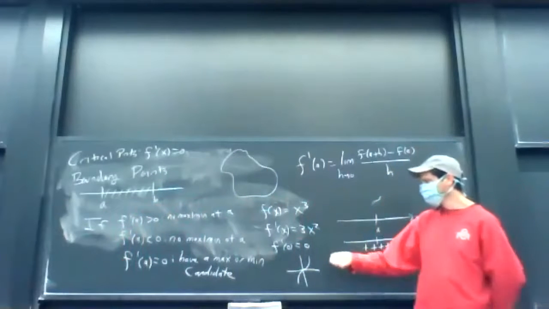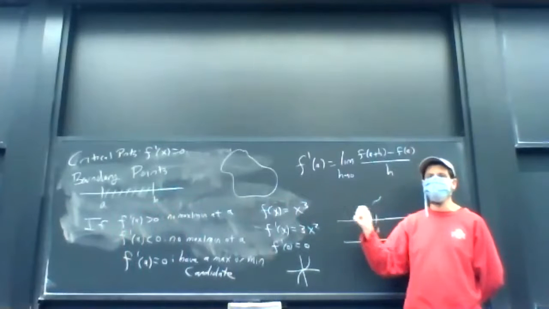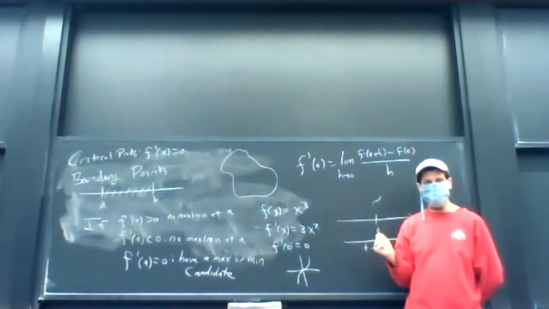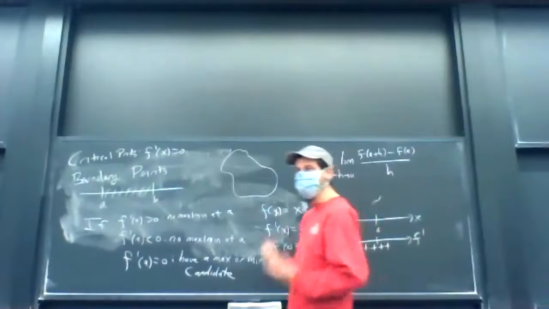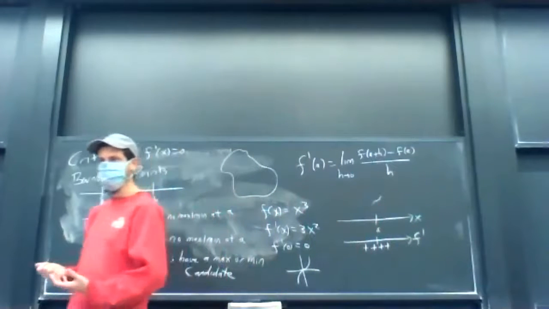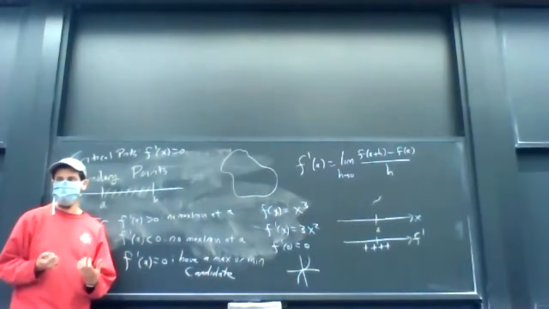If the second derivative is not 0, then we have the second derivative test, and we can tell if we have a max or minimum. But if we just have the first derivative 0, we don't have a max or min, we have a candidate. The hope is that we don't have too many candidates.